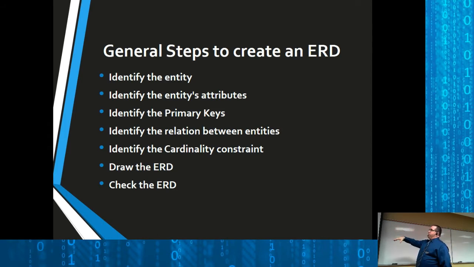The steps are as follows. You identify the entity, you identify their attributes, you identify the primary keys, and I'll redefine later what the primary keys are. You identify the relation between the entities, you identify the cardinality. Do you notice how far down that is? The cardinality? And then you draw it, and then you check it.